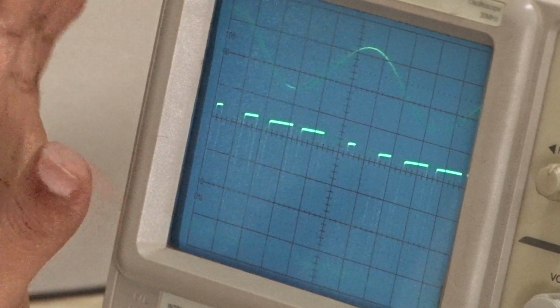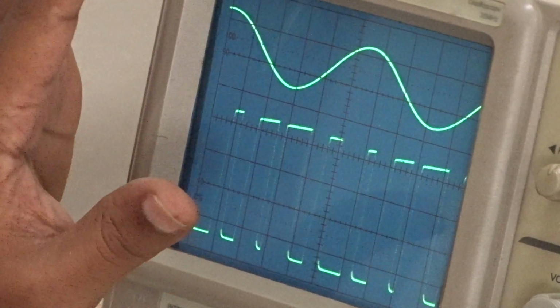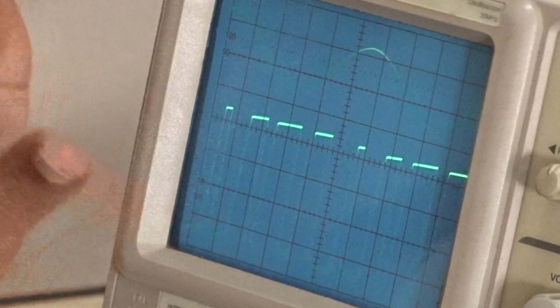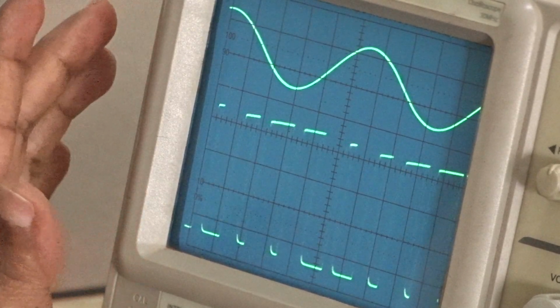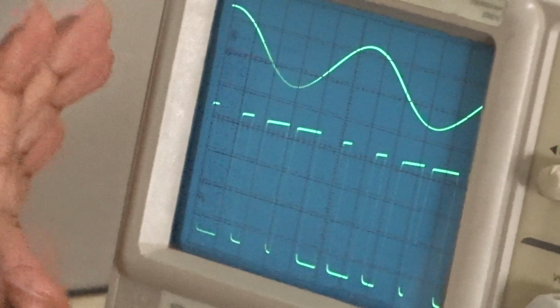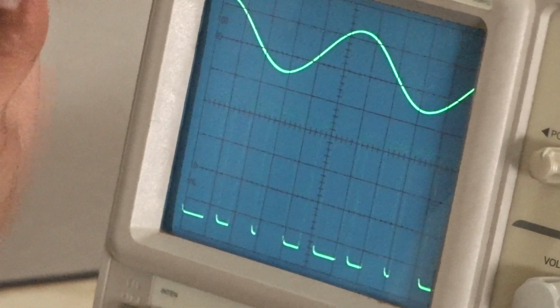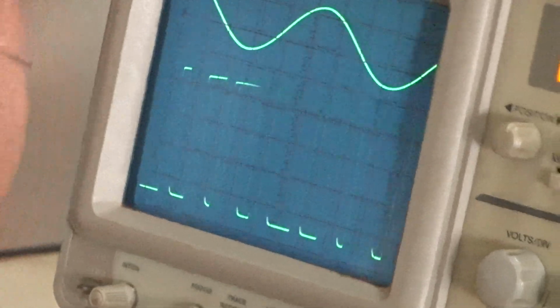Experiment. Normally this width can be used to control DC motor speed. So we can control DC motor speed, and that is the application of pulse width modulation.